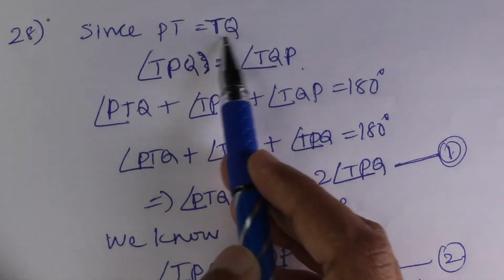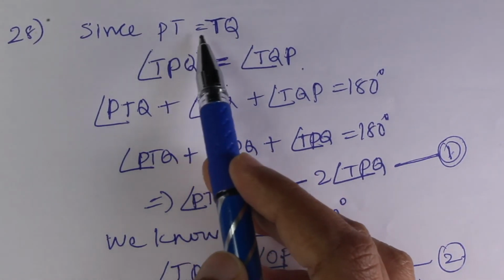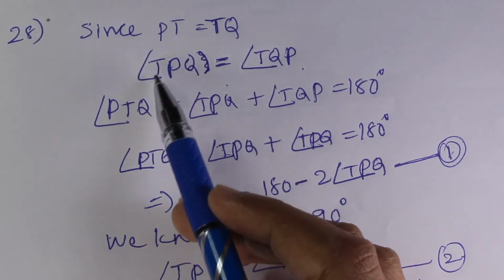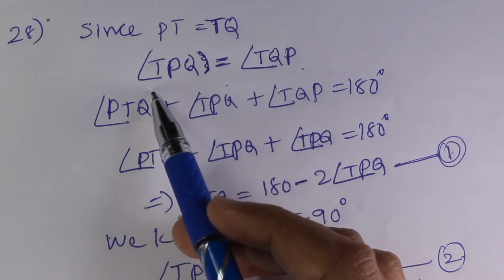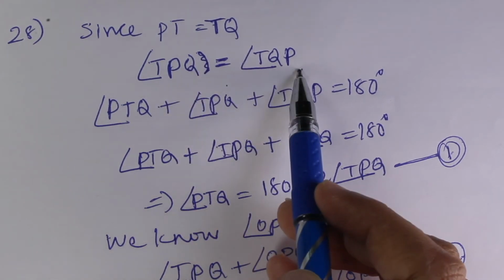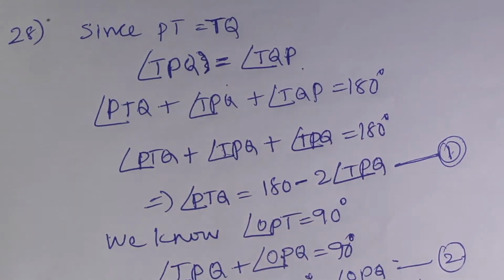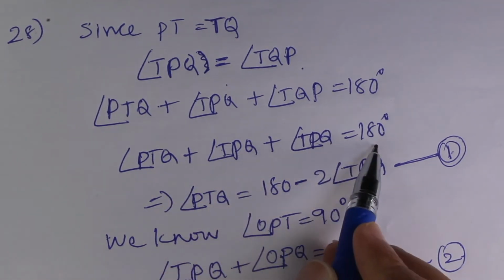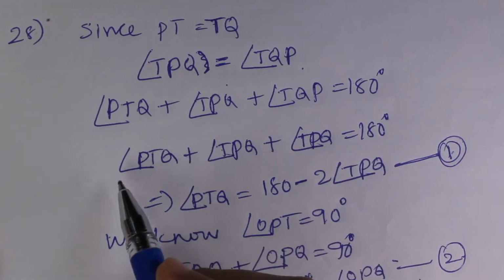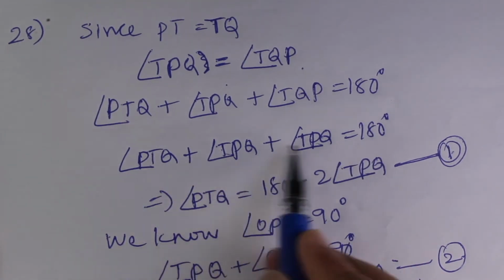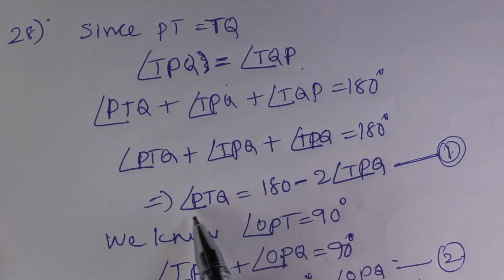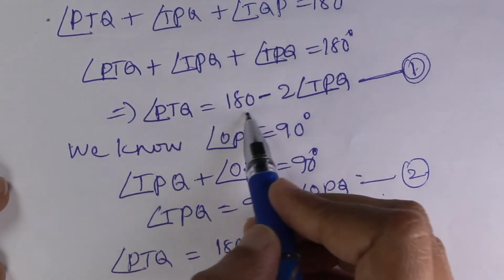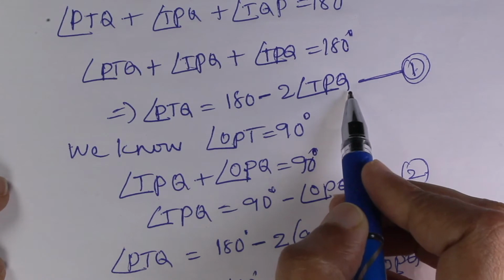We know that PT is equal to TQ because both are tangents from the same point to the circle. So the angles opposite to these sides will be equal. Angle TPQ is equal to angle TQP. Now in triangle TPQ, the sum of all the angles will be equal to 180 degrees. So that's what I have written here. The sum of the three angles is 180 degrees. We know angle PTQ becomes 180 degrees minus 2 times angle TPQ.